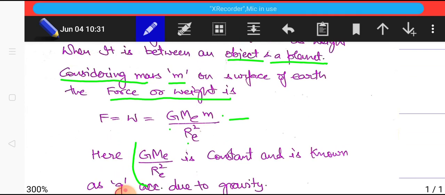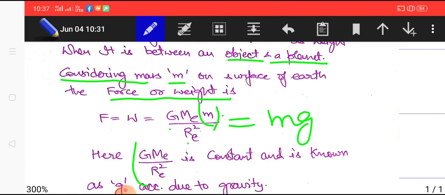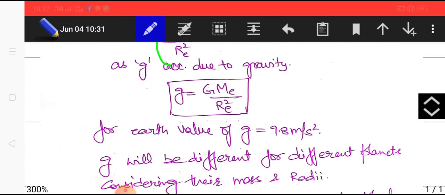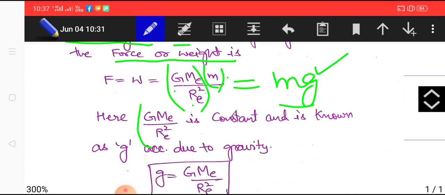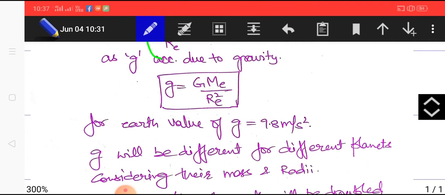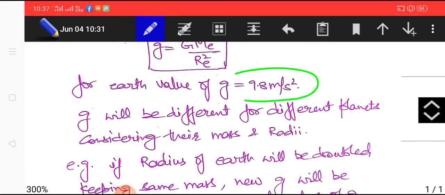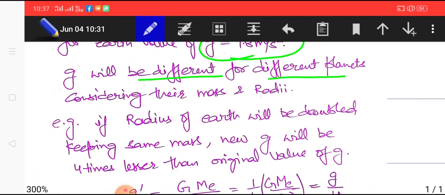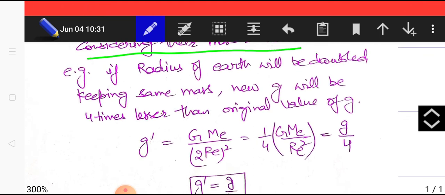And you can also write it like weight of object is mg, because m is different and G M by R square is known as g. So that is weight, and alone m is mass, so there is a difference between mass and weight. The value of g for earth is 9.8 meter per second square, and g will be different for different planets considering their mass and radii.